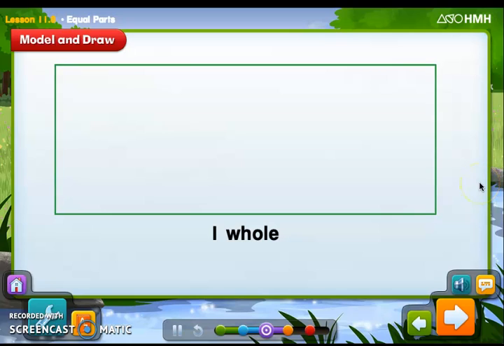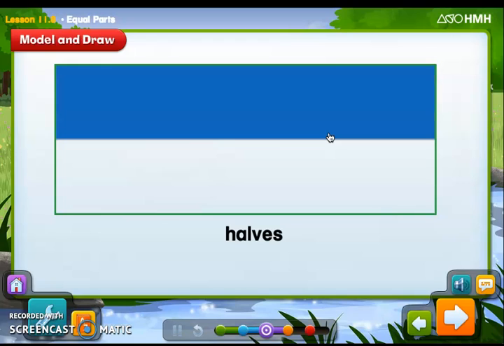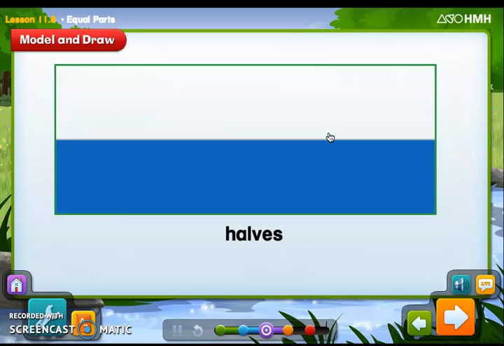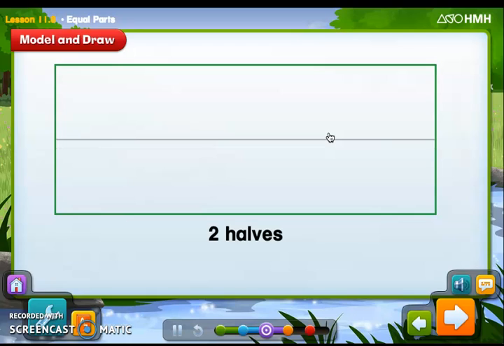This green rectangle represents one whole. The whole can be divided into equal parts. Click the rectangle to see how. All right, so let's see. Drawing one line across the middle divides the rectangle into equal parts. Each part is a half. When there's more than one half, they're called halves. Now count the number of halves. 1, 2. So this whole is made up of two halves.